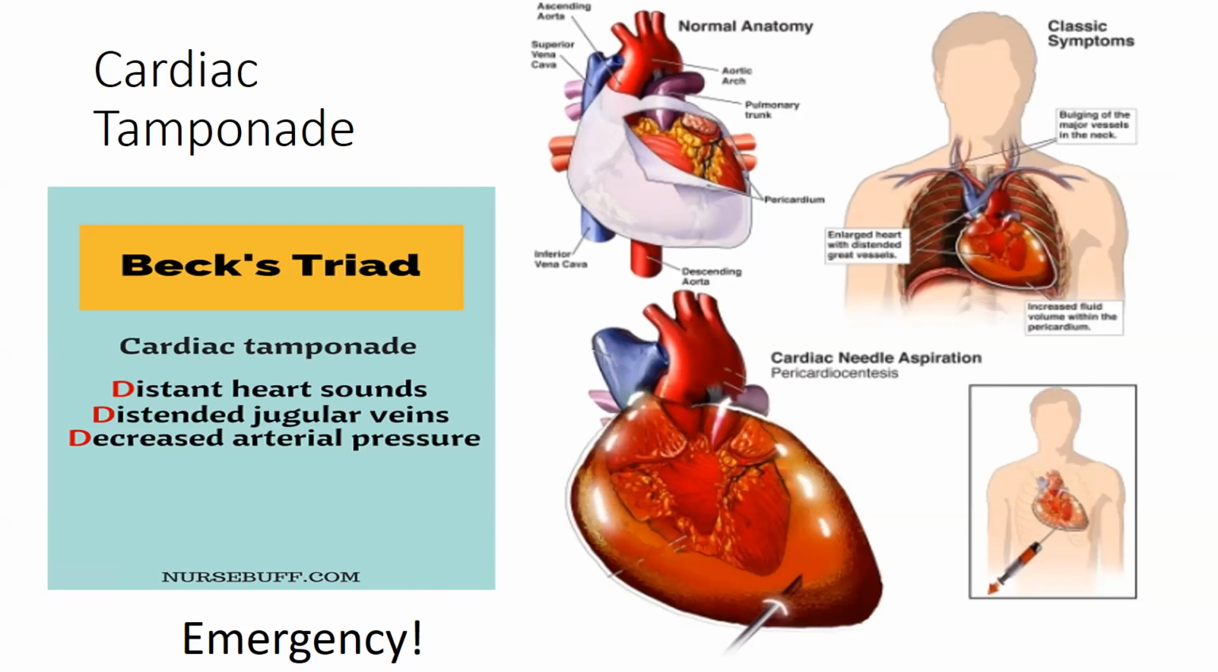Beck's Triad. Chest pain. These folks are going to complain of chest pain. Beck's Triad is the DDD. Tachycardia. They also can have PEA, dyspnea, cyanosis, pulsus paradoxus, a decrease of 10 millimeters of mercury or more in the systolic blood pressure on inspiration.